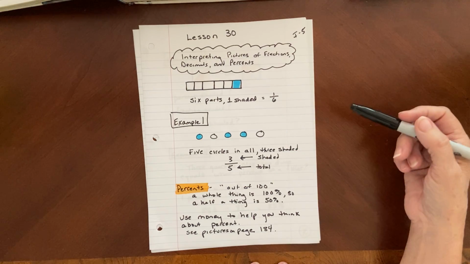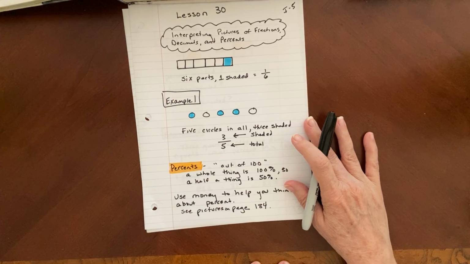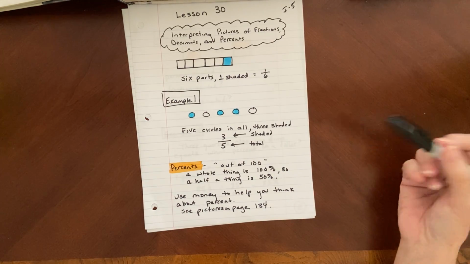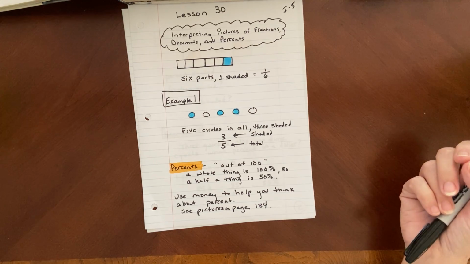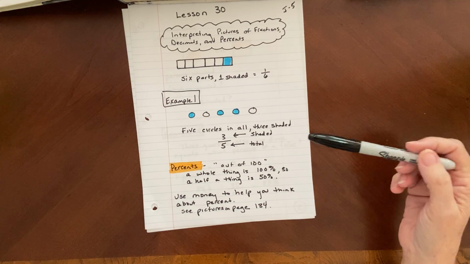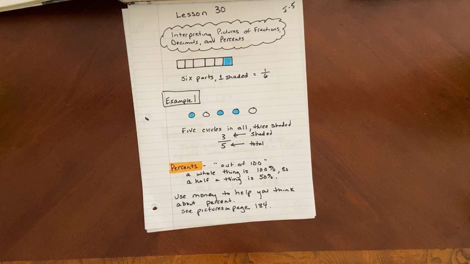Example 2, same idea. So look at that. Hopefully you won't need help with that one. Now we're getting into something a little bit new. So fractions and percents are just different ways of saying a part of a number. So percent means out of 100. If you have a whole thing, that's 100%, and half a thing is 50%.